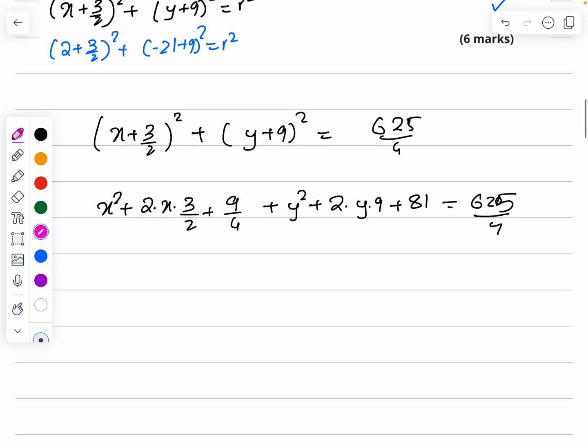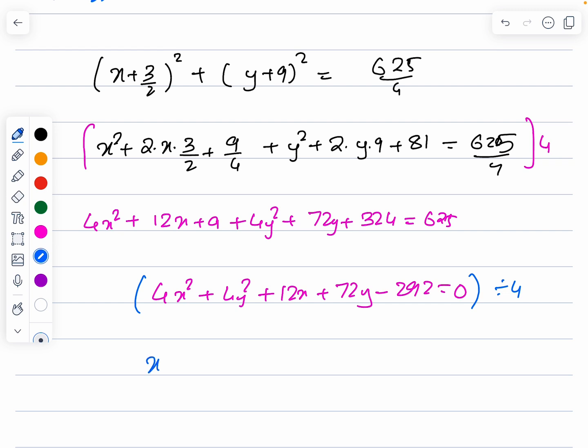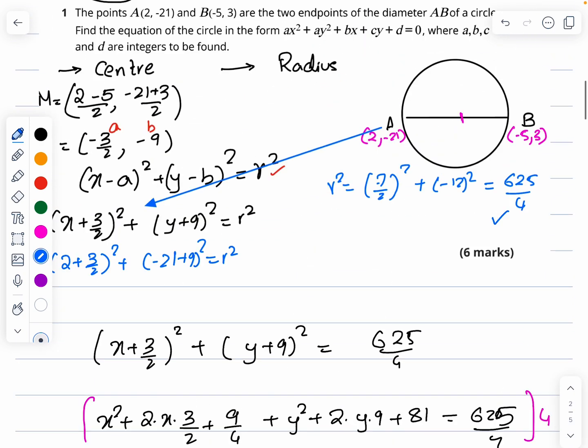Now what am I going to do? I'm going to multiply the entire equation on both sides with 4 so that I can get rid of the denominator. So 4x square plus 12x plus 9 plus 4y square plus 72y plus 324 equals 625. So 4x square plus 4y square plus 12x plus 72y minus 292 equals 0. Then I'm going to divide by 4 on both sides. So I get finally x square plus y square plus 3x plus 18y minus 73 equals 0. That is the equation of the circle.